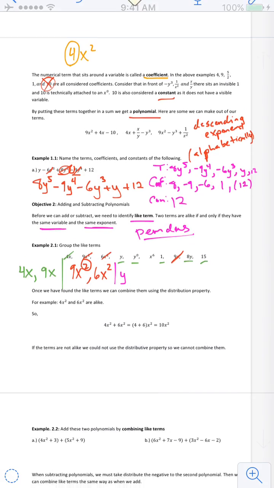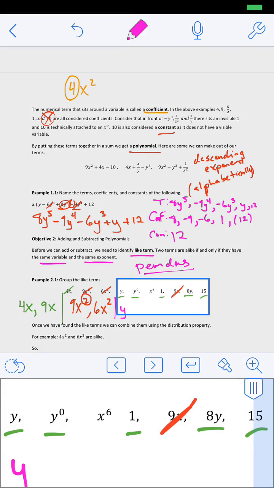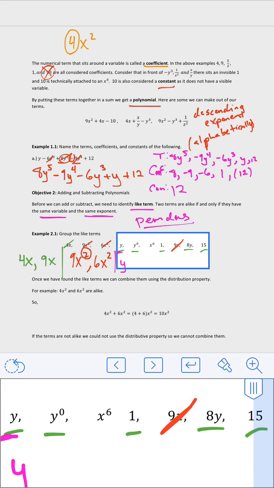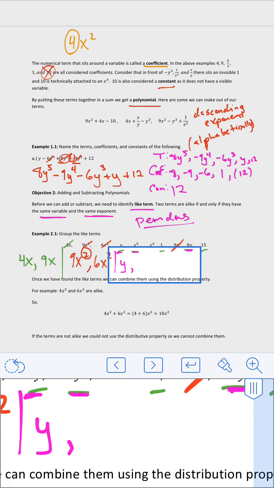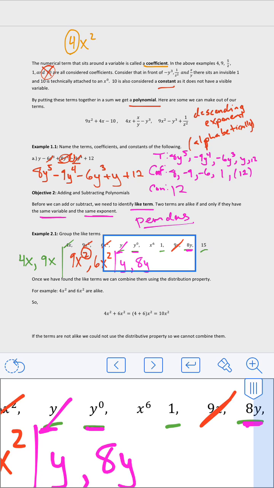Okay, oops, my pen back. So this is the guy in question, right? y. Here's a y. Here's a y. It looks like those are the only ones that are y's, right? So we've got y's, and we need the same exponent. Which one of those other ones besides the first guy has the same exponent? That would be 8y, right? So just like 4x and 9x, y and 8y, they both have an exponent of 1. So those two guys are like terms.